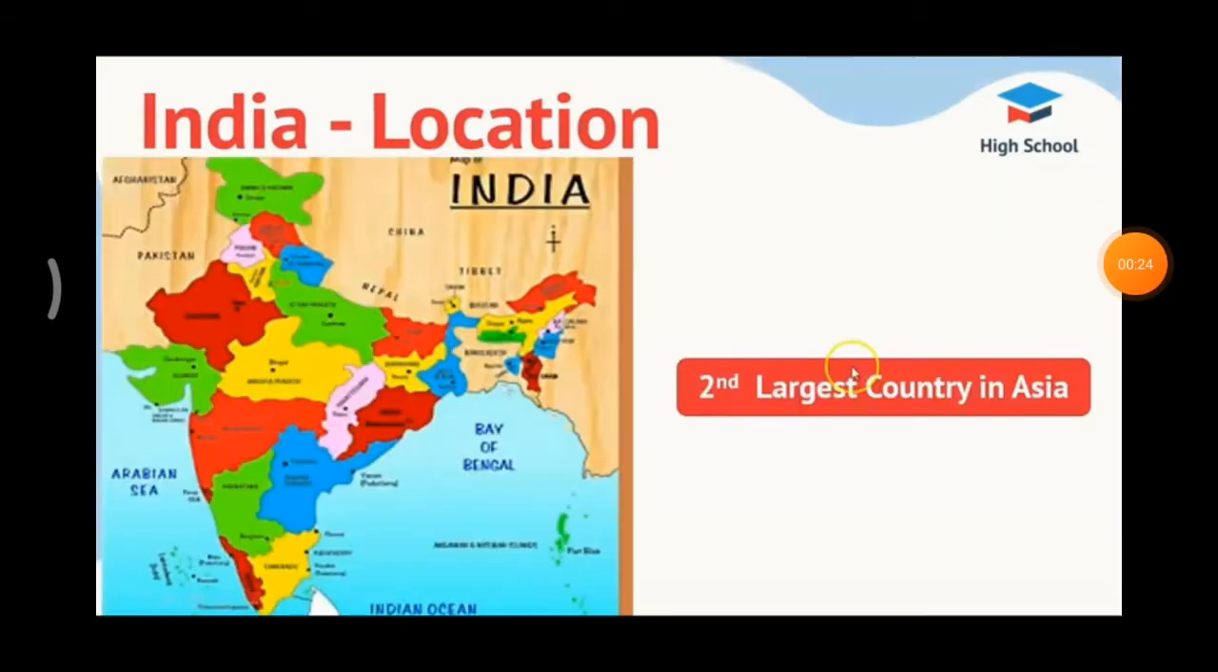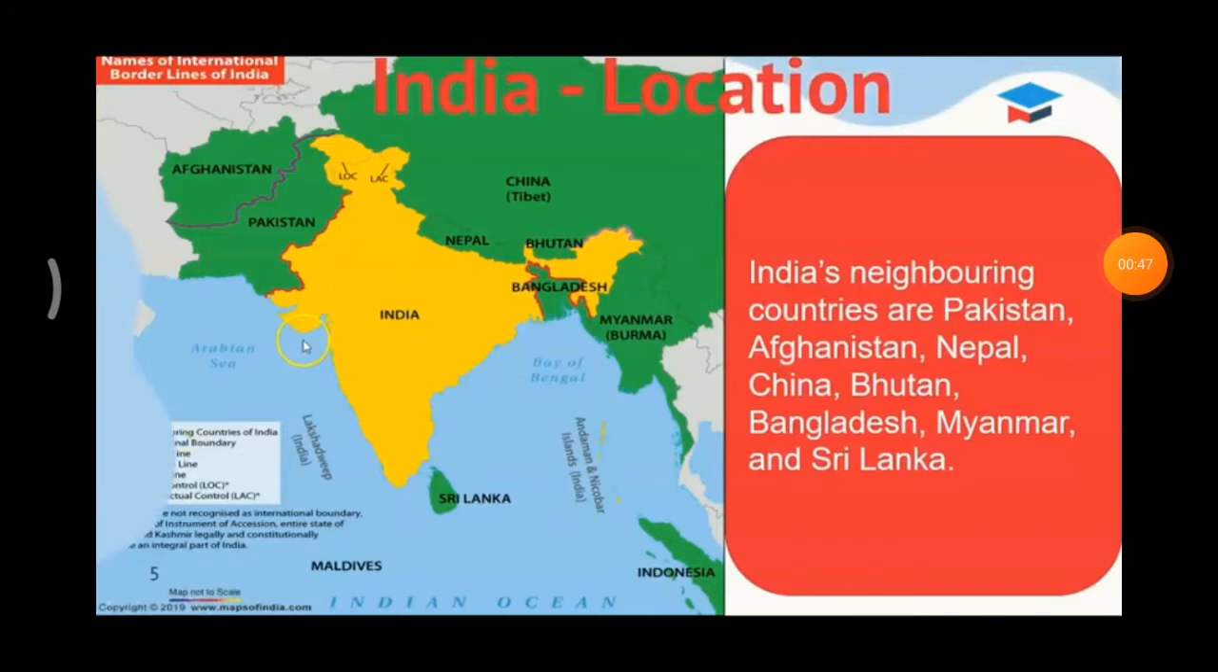In Asia, there are 49 countries. India stands 2nd largest country. India is a peninsular country. Peninsular means one land surrounded by water on almost 3 sides. Land surrounded by water on 3 sides is called a peninsula. India's neighboring countries are Pakistan, Afghanistan, Nepal, China, Bhutan, Bangladesh, Myanmar and Sri Lanka.